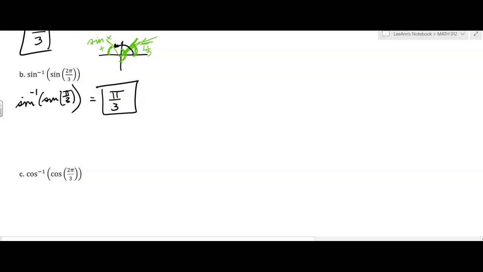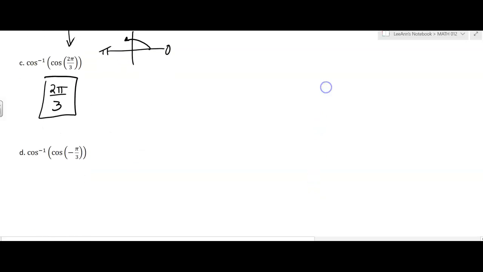Okay. Now we're going to go cosine of 2 pi over 3. So where's 2 pi over 3? Well, it's over here. Can I have the cosine be in there? Yes, it has to be between 0 and pi. So between 0 and pi, and I'm good. So this is just going to equal 2 pi over 3. Now, at this point, if you're saying, wait, why aren't you writing cosine? Well, remember, I'm doing the cosine, and then I'm doing the inverse cosine. So that gets me back to the angle. Okay? All right. So those are those two.